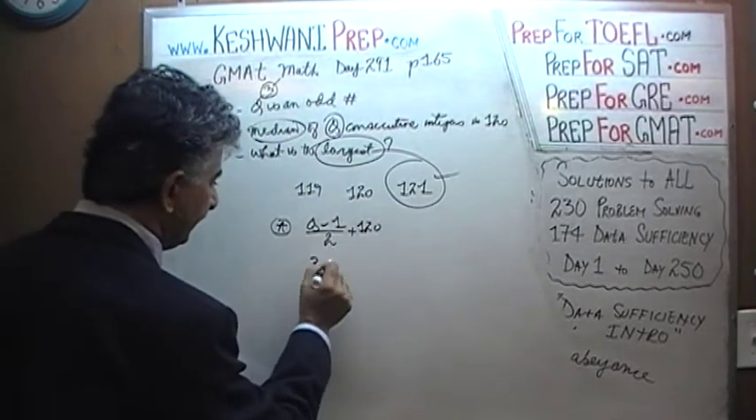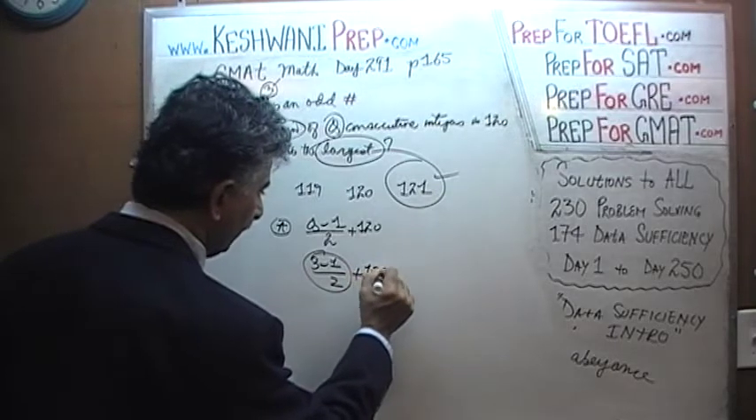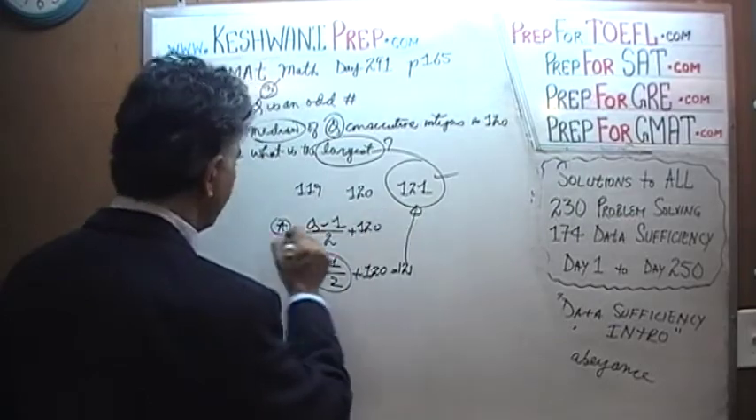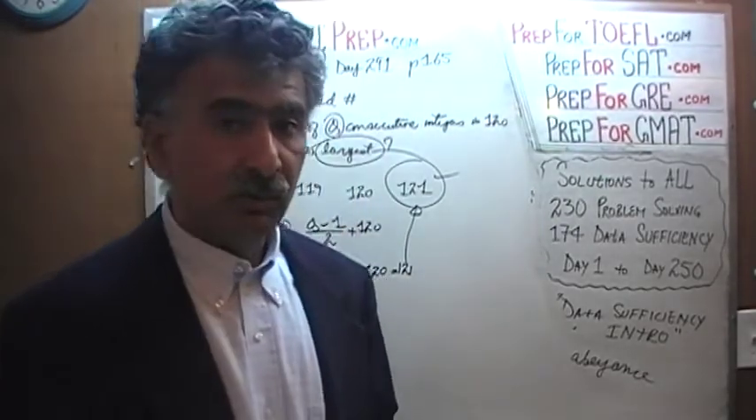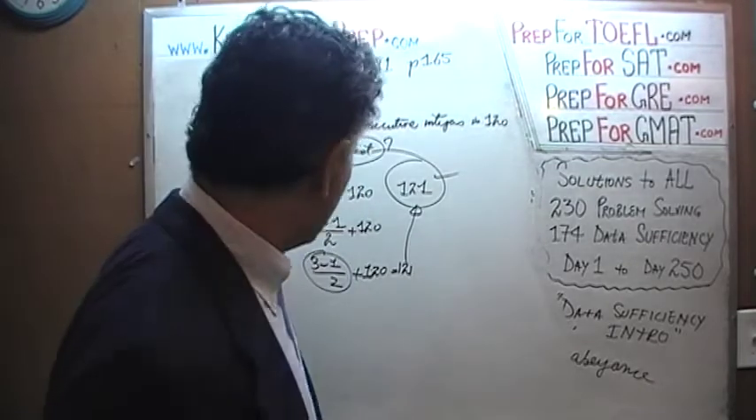So 3 minus 1 is 2. 2 over 2 is 1. 1 plus 120 is going to be 121. This is what we're looking for. The answer is A. That's it. We're done. Now, if you want to, you could go through all the other answer choices and you will see that none of the other answer choices will work out to be 121.